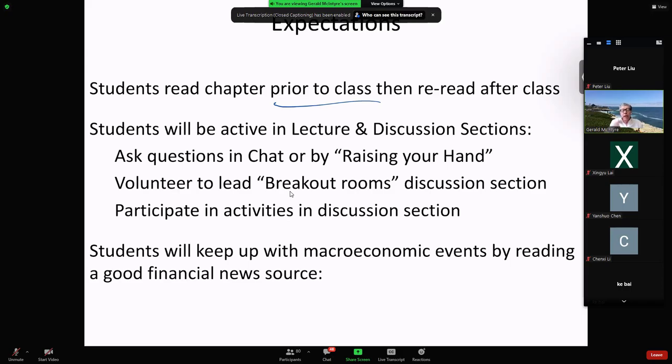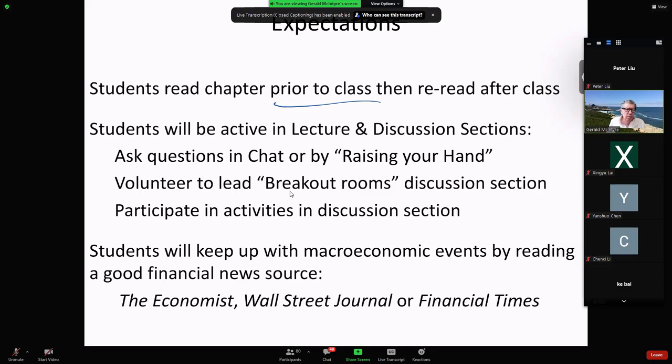Students should also keep up with macroeconomic events from a good financial news source. Most daily newspapers are not good enough. You probably want to read one of the following: The Economist magazine, which is published at economist.com. We love the name of it, and it has a wide variety of free content for students to peruse. They publish on a weekly basis. They have a section on economics, and they have sections on different parts of the world: Africa, Latin America, Europe, North America, Asia, and so on.